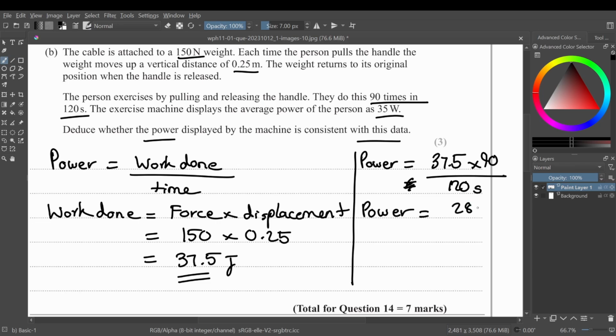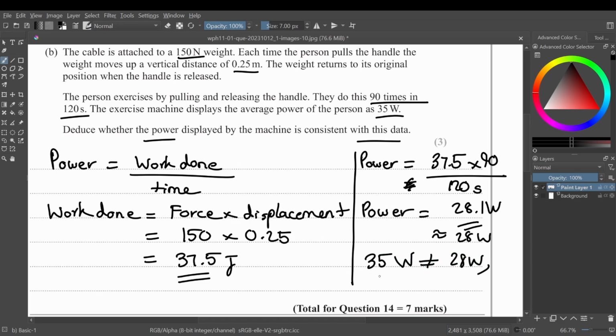It will be 28.1 watts. Now, you can see that the power that we have calculated does not match the power that they have given. Make sure you also round it off, which is 28 watt, right? Because they have given us the watt in two significant figures. So basically, they don't match at all. So we can say that 35 watt is not equal to 28 watt.